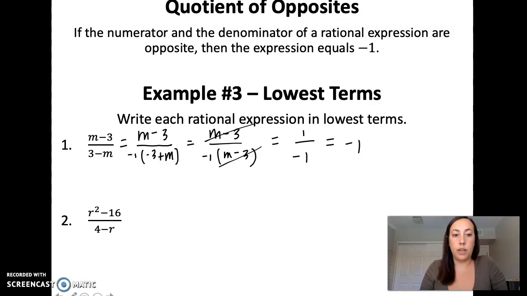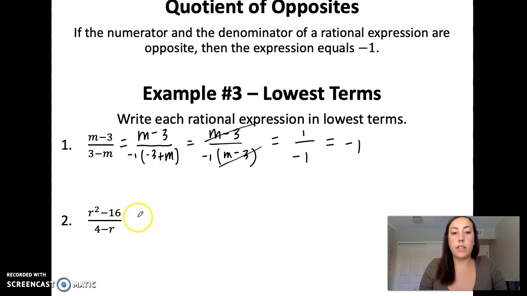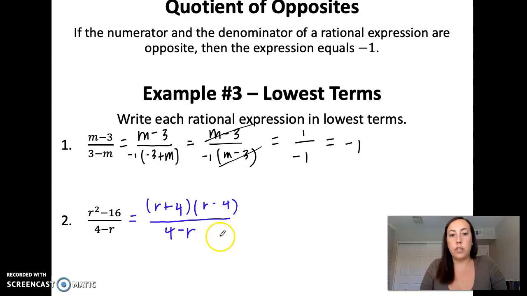Okay, for this one, again, we have a difference of 2 squares up top. So that will factor to be r plus 4, r minus 4. Again, that's that special factoring pattern we learned about last unit. And on bottom, we have 4 minus r. So again, let's do that same trick we did last time where we factored out that -1.